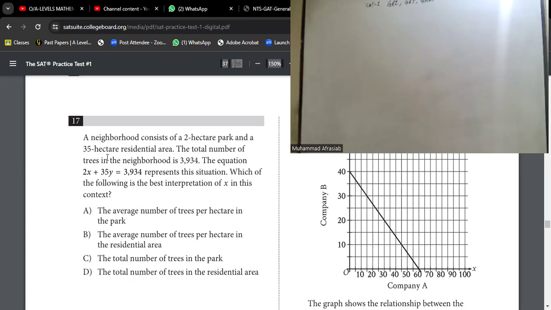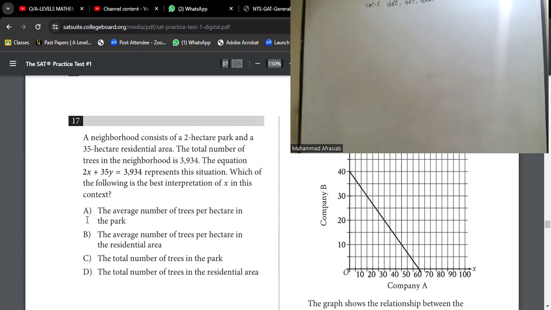Question number 17. The neighborhood consists of a 2-hectare park and a 35-hectare residential area. The total number of trees in the neighborhood is 3934. The equation 2x plus 35y is equal to 3934 represents the situation. Which of the following is the best interpretation of x in this context? Part A, the average number of trees per hectare in the park.